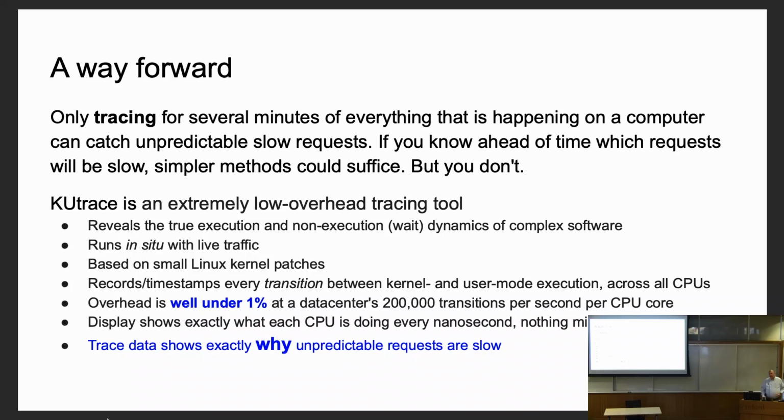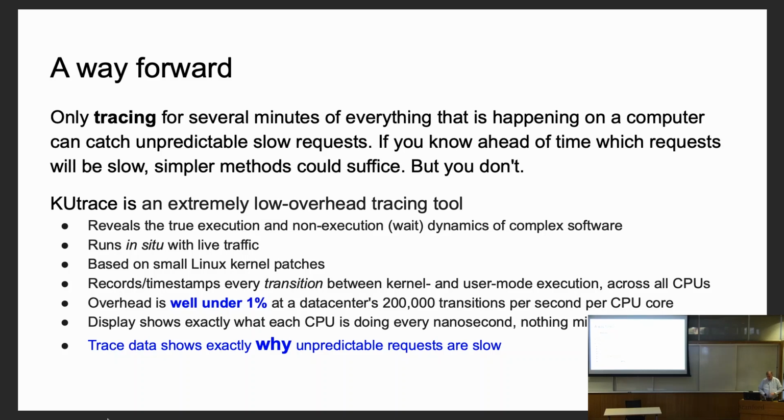Okay. The tracing, since it's showing you everything that's happening on all of the CPU cores, gives you the reason that everything is slow. There's nothing missing. There's no magic from the outside world that suddenly makes a program execute differently. There's something that's going on the machine in the trace that makes it execute differently.